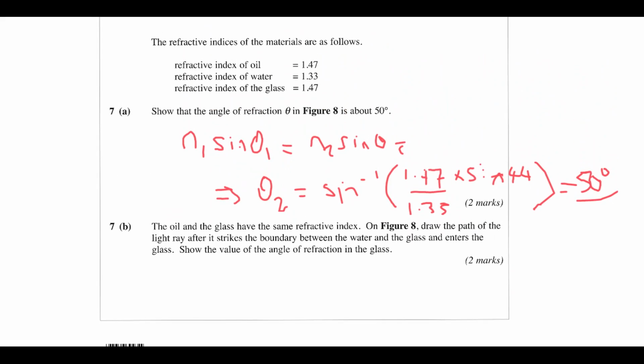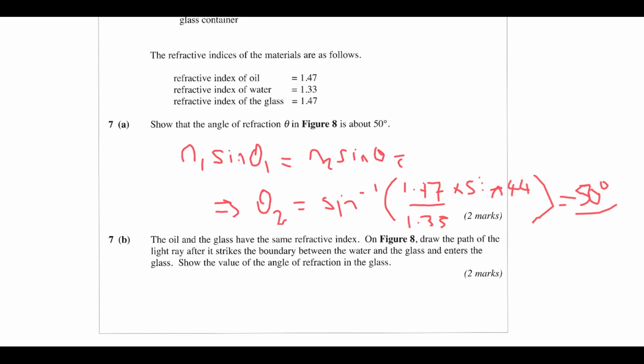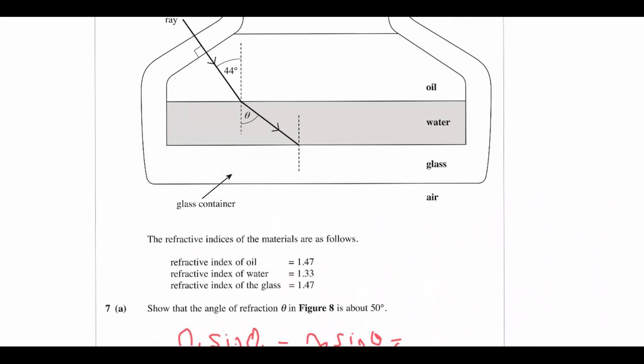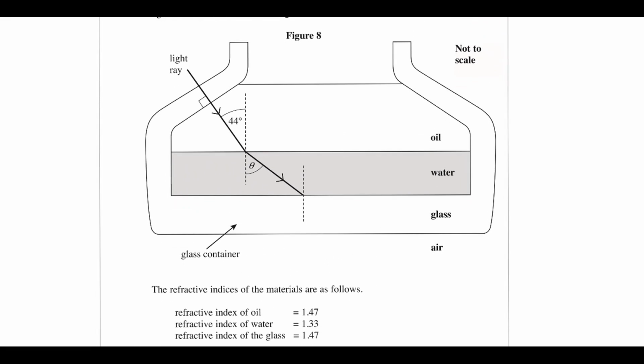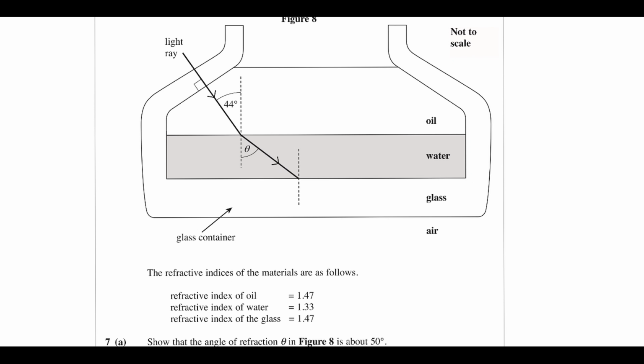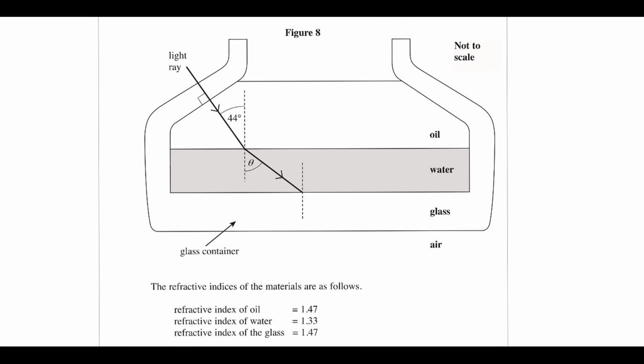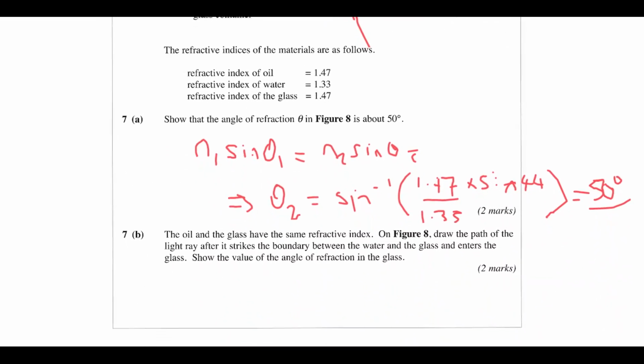So the oil and the glass have the same refractive index. Draw the path of the light ray after it strikes the boundary between water and glass and enters the glass. So first of all, if we're going from water to glass, it's going from low to high, so that can't be totally internally reflected. So we're going to see it bend back towards the normal in this case, and then go straight through the glass. So something like that, and that angle in there should be bending back that way, so that will be 44 degrees in there, because we can be precise, and we did ask for that anyway.